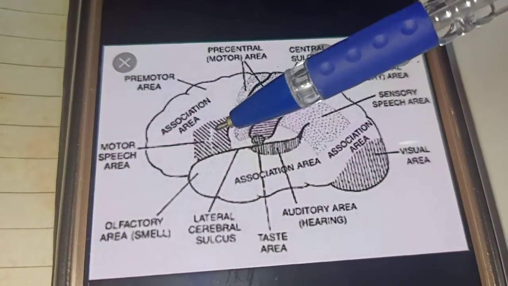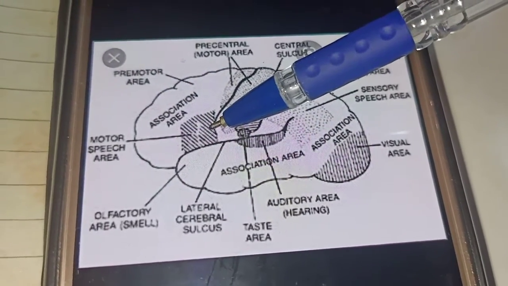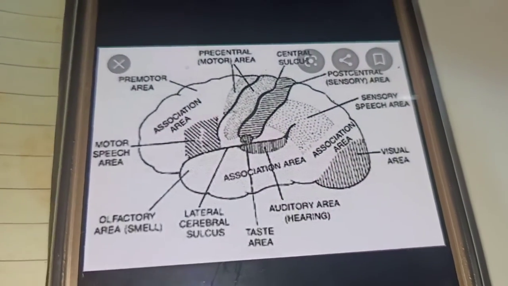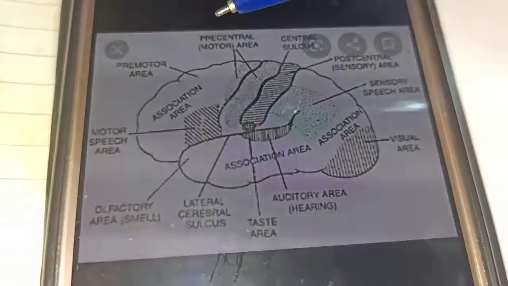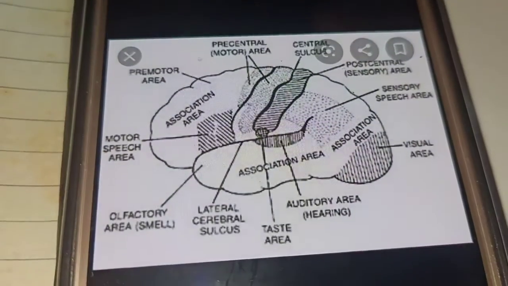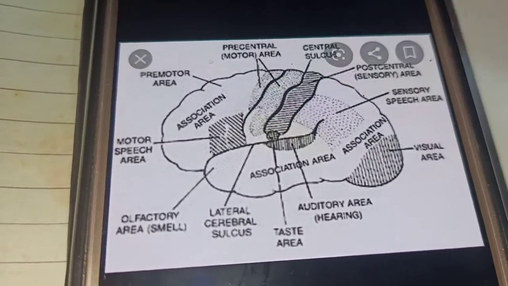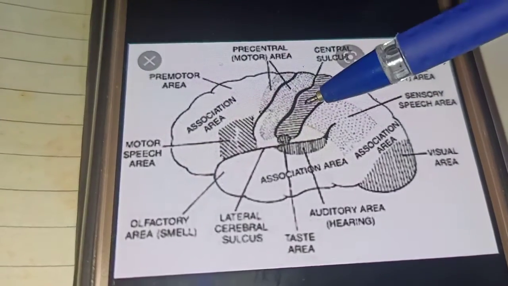Okay, this is related to this area. The sensory area is responsible for the senses of touch and pressure. So there is one sensory area also present here in the frontal lobe, which is responsible for the senses of touch and pressure. Okay, so these are the areas which are present on the frontal lobe.